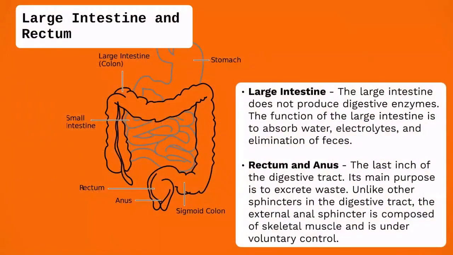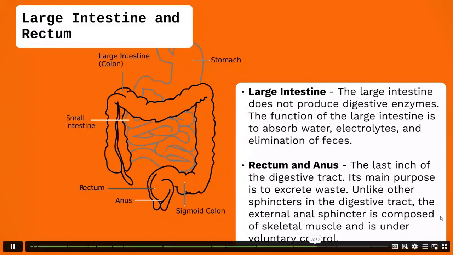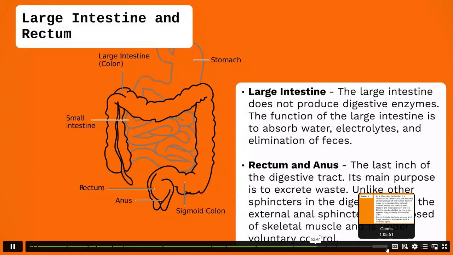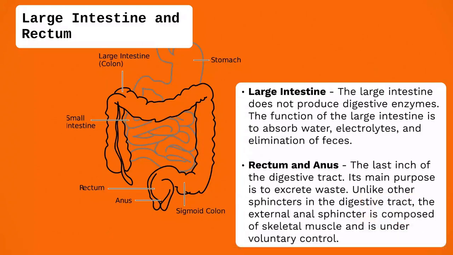The last inch of the digestive tract is the rectum and the anus. The main purpose of it is to excrete our waste. Unlike other sphincters in the digestive tract, the external anal sphincter is composed of skeletal muscle and is under voluntary control. So that is why, as weird as it is to say, we can clench if we have to go to the bathroom, because we do have voluntary control of our external anal sphincter.